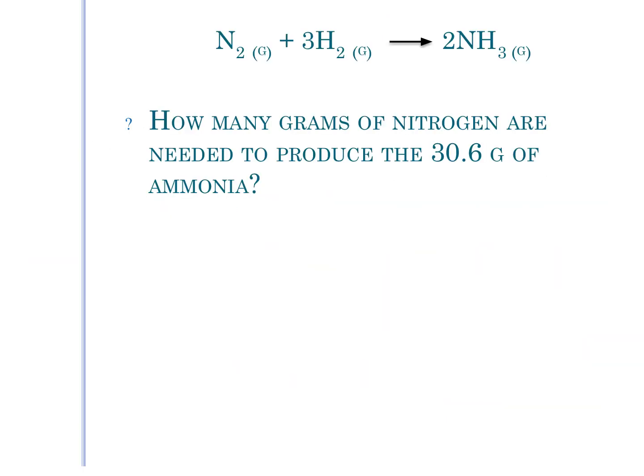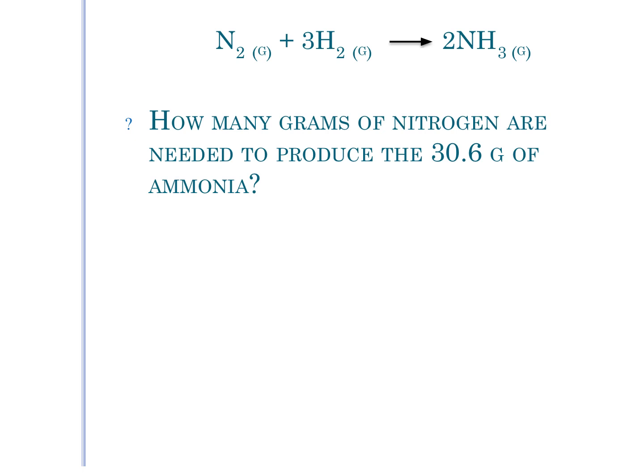So this time we're using the same reaction. N2 plus 3H2 yields 2 NH3. And this time, we're going to calculate how many grams of nitrogen are needed to produce the 30.6 grams of ammonia.